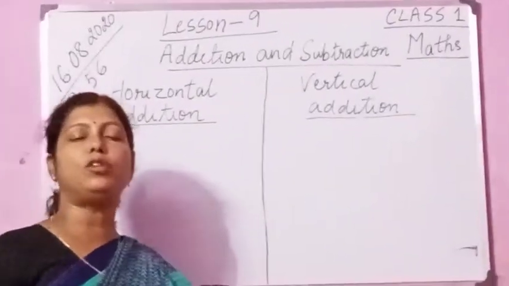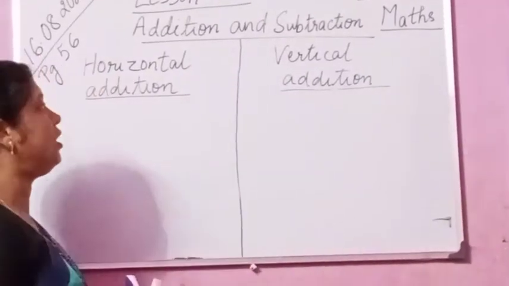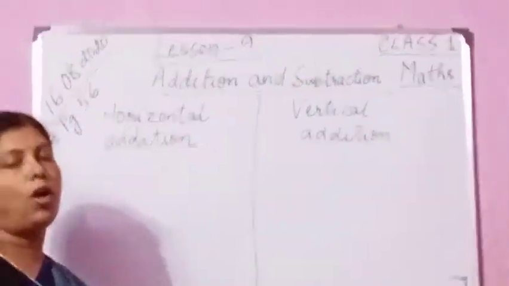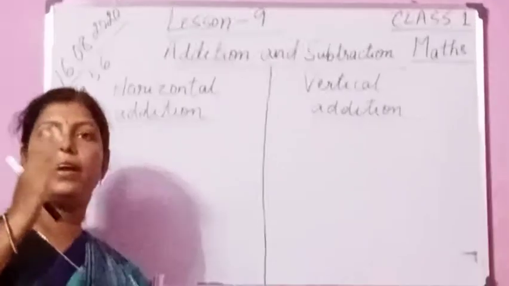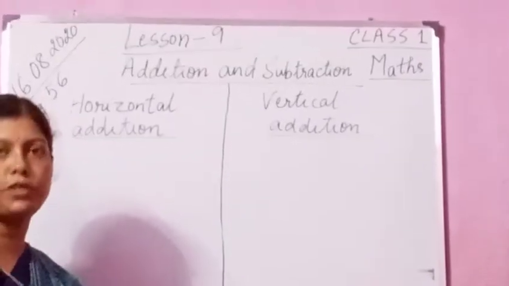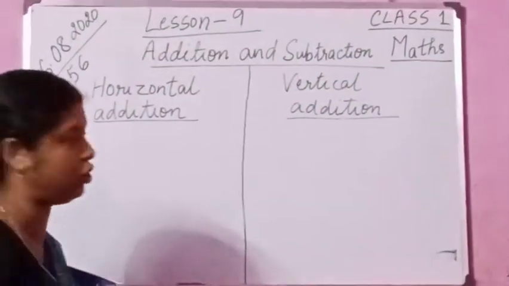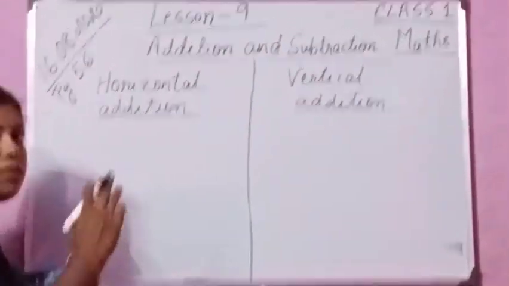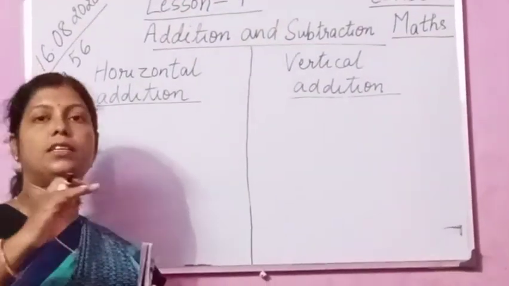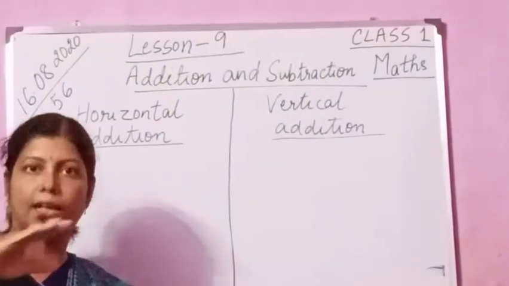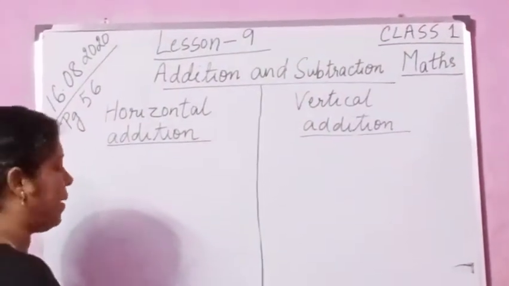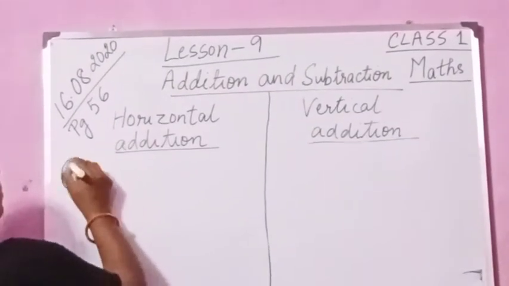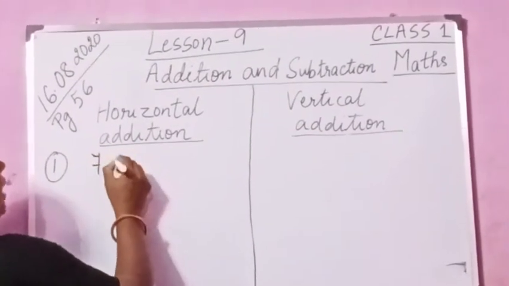Okay, today I am going to teach you horizontal addition and vertical addition. Horizontal means straight, in a level, and vertical means erect or upright, in an upright position. So horizontal, as I just said, is flat or in a level, or straight also you can say. So the first number is 7 plus 6.